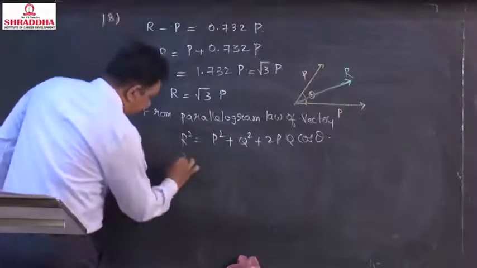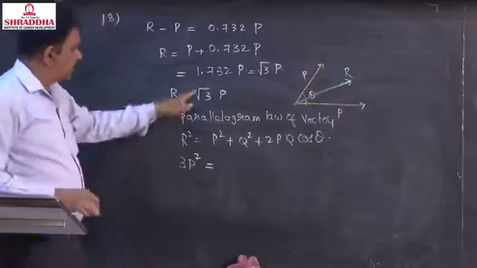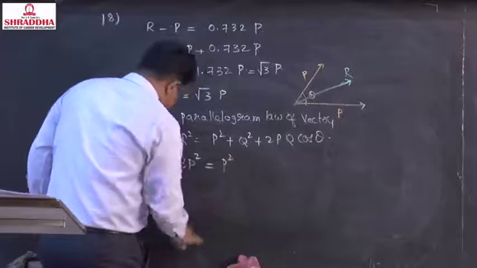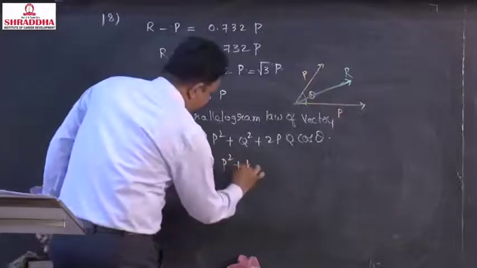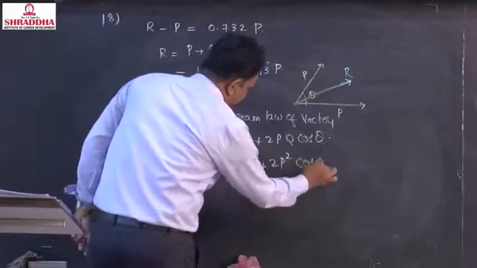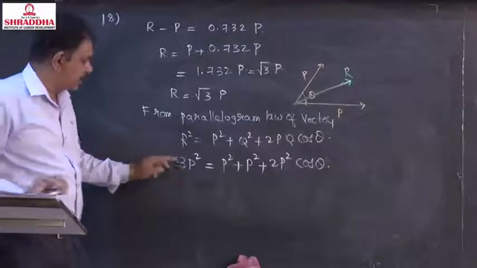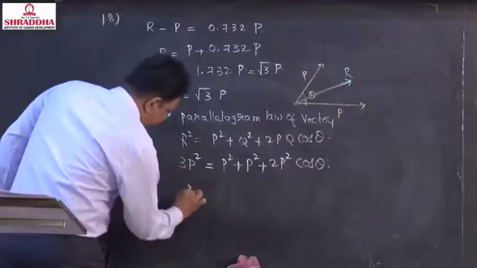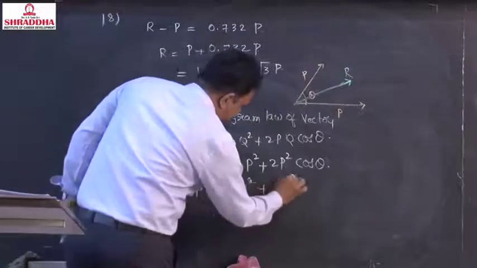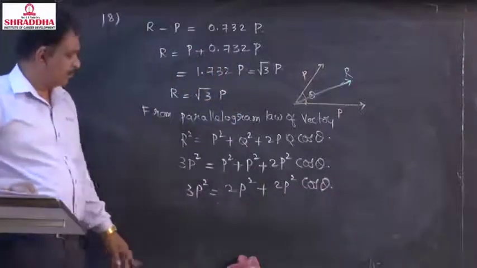So this value will be 3P square. Root 3P whole square means 3P square. This is P square. This value will be P square plus 2P square cos theta. So then what will we get? 3P square is equal to 2P square plus 2P square cos theta.